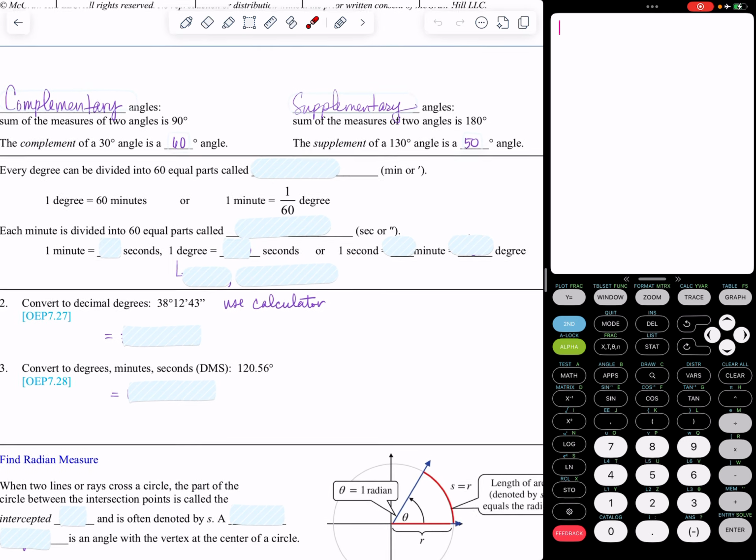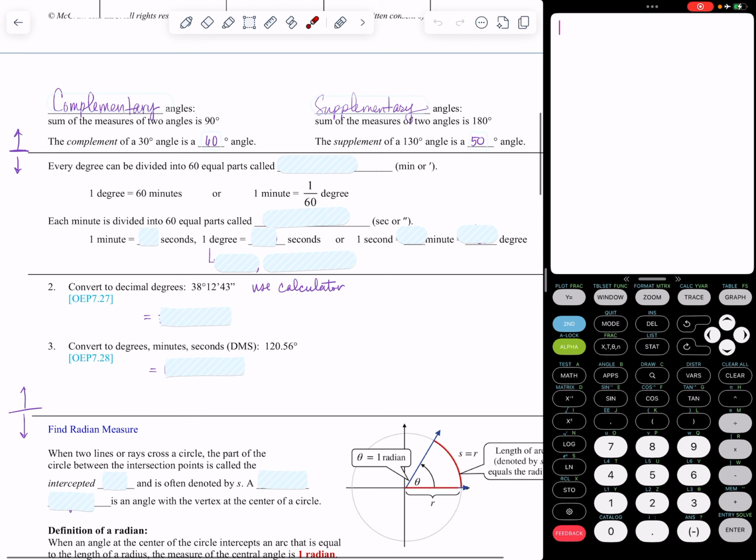All right, so I want to look at how we can view a degree. So notice right here, we left off with complementary and supplementary in the last video. Every degree can be divided into 60 equal parts. Each one of those parts is called a minute, and we have an abbreviation, MIN, or just the single apostrophe. So 1 degree is equal to 60 minutes, and 1 minute then is equal to 1/60th of a degree.